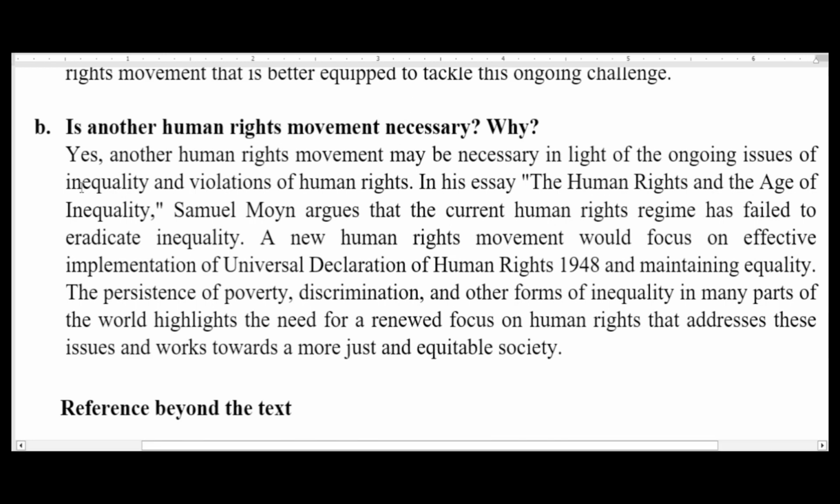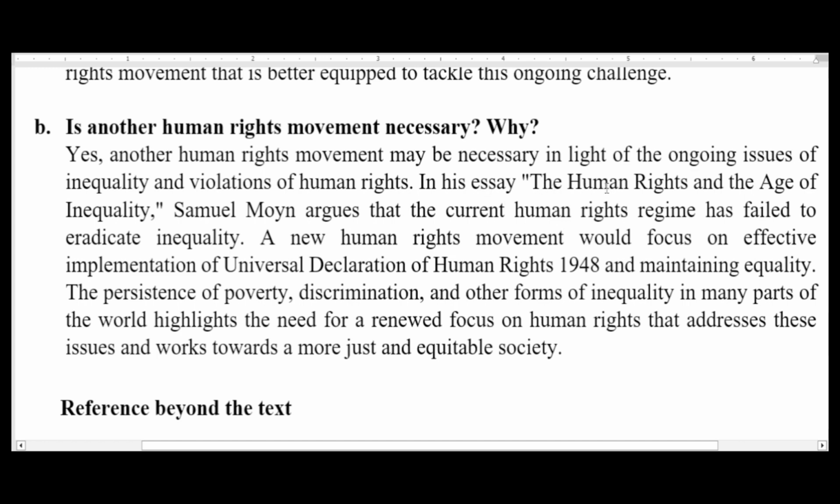Why? Yes, another human rights movement may be necessary in light of the ongoing issues of inequality and violations of human rights. यसलाई यस अन्नु दुईटै भन्न पाइन्छ. तर ह्युमन राइट्स मानव अधिकारको उल्लङ्घन र विश्वव्यापी असमानतालाई हेरेर हामीले अर्को मानव अधिकारवादी मुभमेन्टको मानव अधिकार सम्बन्धी मुभमेन्ट आन्दोलनको आवश्यकता छ भनेर मैले चाहिँ यहाँ लेखेको छु.